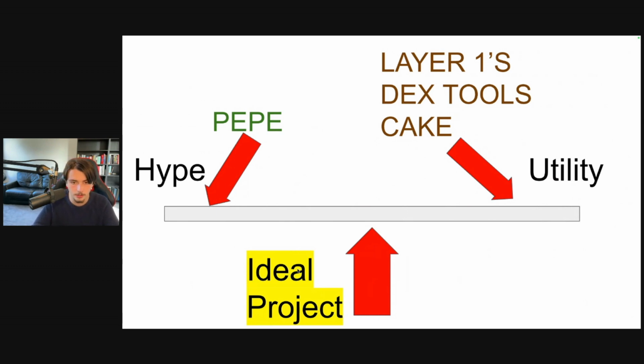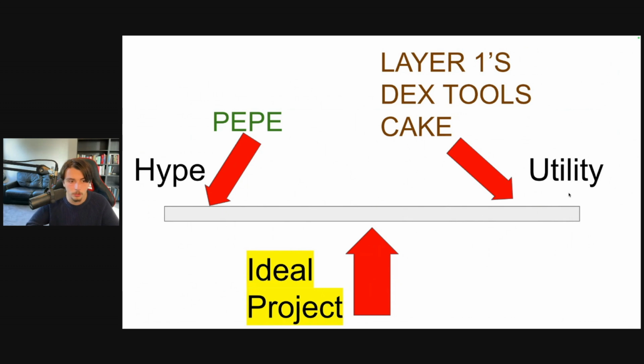Okay. Now, the thing with layer ones and the things with utilitarian projects is they can take quite a while to garner community. It doesn't happen overnight. Cardano has had a long period of time to develop its community and develop its large following.